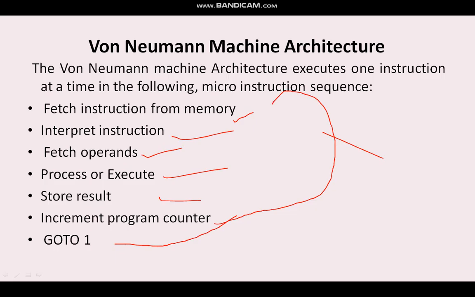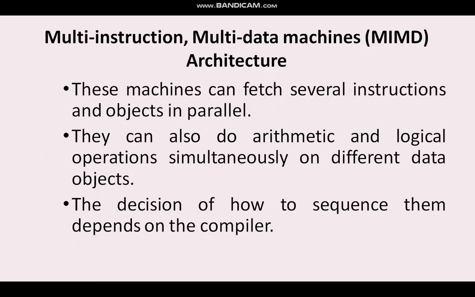Again it goes to step 1 like this: fetching the instruction from the memory, interpreting the instruction, fetching operands, executing, storing the result and incrementing the program counter. This process is followed one by one, in serial order, by the von Neumann architecture. Now coming to the second one, that is the multi-instruction multi-data machine architecture.